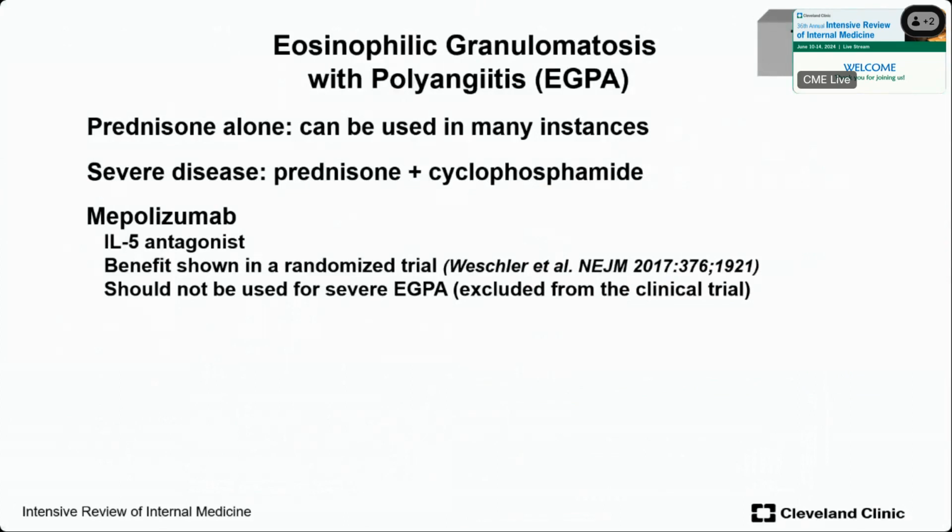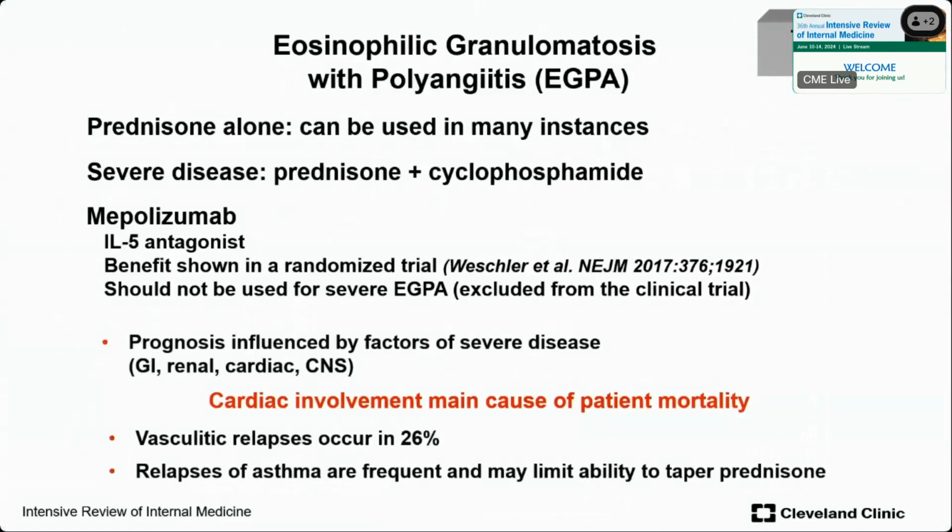Mepolizumab, an IL-5 antagonist, has been found to be of benefit in randomized trial and is approved by the FDA for this indication, but it should not be used for severe EGPA, as these patients were excluded from the clinical trial. The prognosis of EGPA is influenced by factors of severe disease, such as those affecting the GI tract, kidney, heart, or central nervous system.